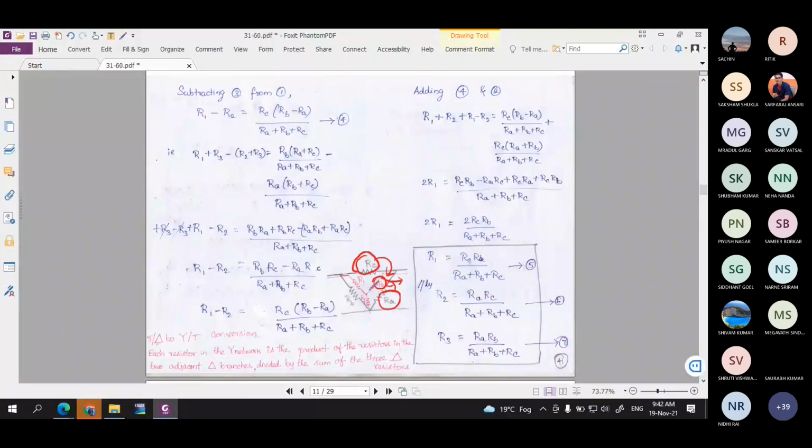So for R2, for the numerator, you multiply these two resistors, that is RA into RC. Then the denominator will be the sum of all the resistors in the delta combination, that is RA plus RB plus RC. Similarly, if you want to write it for R3, then what is the nearer resistor? If it is not clear, I can draw it here. So this is the star combination. For this, the delta combination is this.